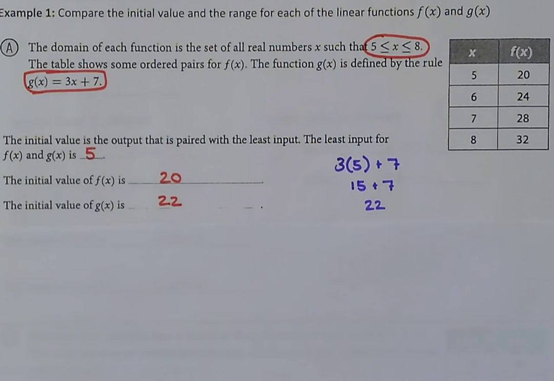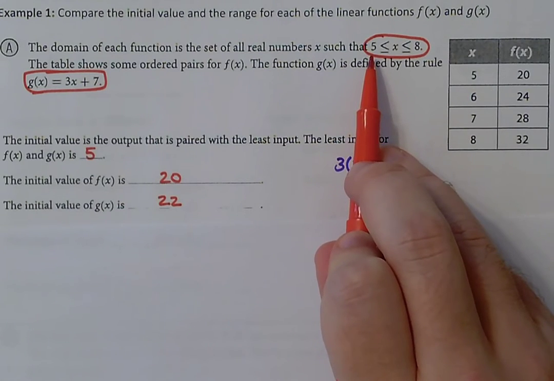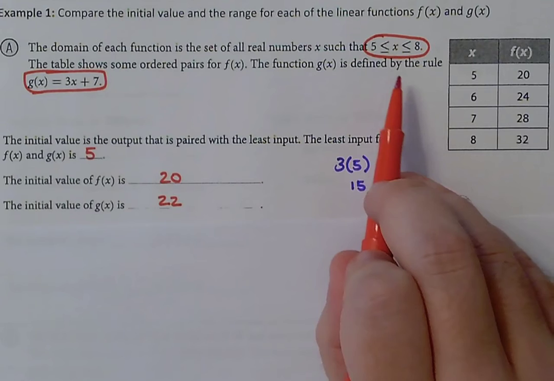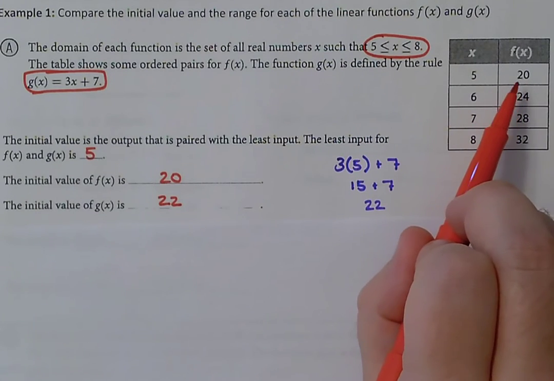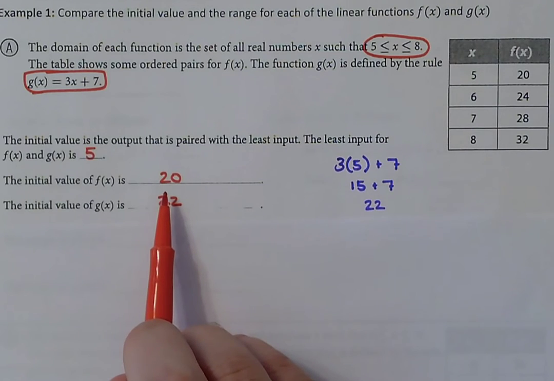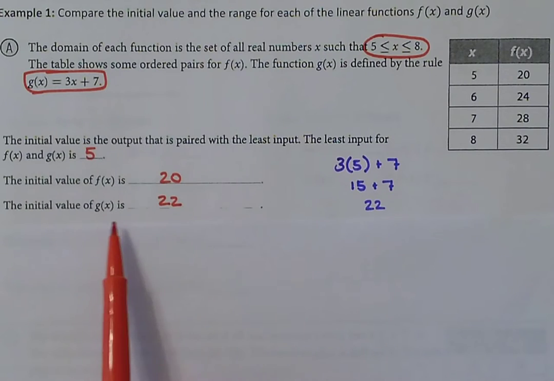22. So any time that you are asked to find the initial value, figure out what your smallest number for x can be. Off the table it's 5, and based off of this domain it's 5. So when x is 5, f of x is 20, so my initial value of f of x is 20. Then you take 5 and you plug it in for x into the equation to get your initial value of g of x. All right, so that's how you identify the initial value.